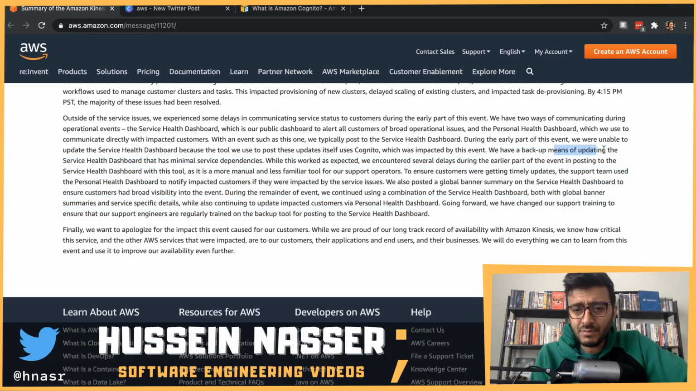We have backup, meaning we have a backup means of updating the service health that has minimum service dependencies. While this worked as expected, we encountered several delays during the earlier part of the event in posting to the service health, as it is more manual and less familiar for support operators. Okay, so because it's a manual process, they weren't updating as much, so they were relying on the automated.